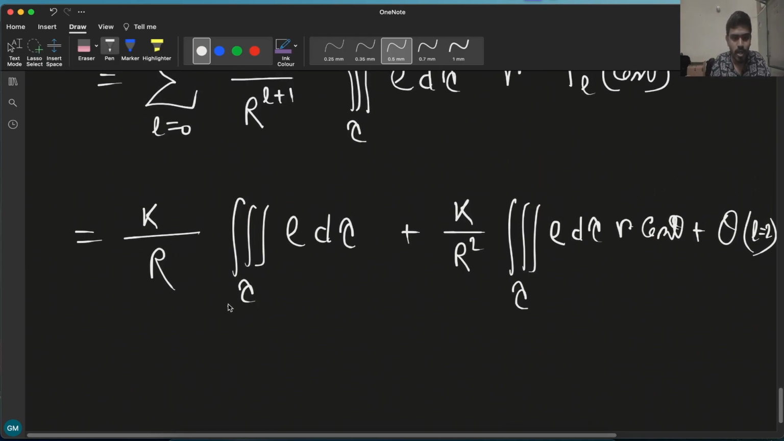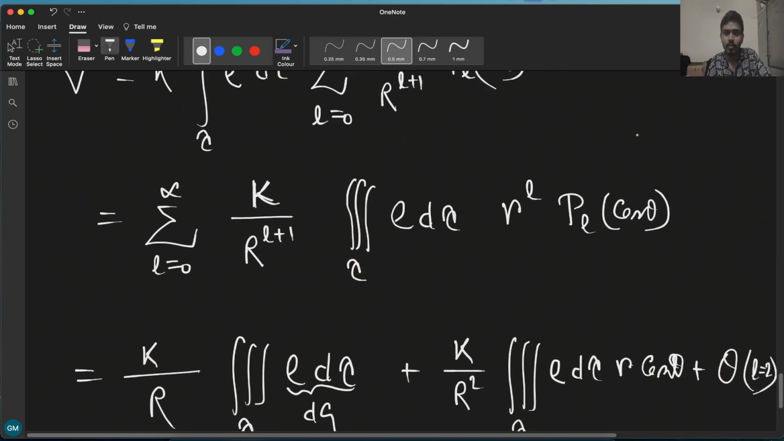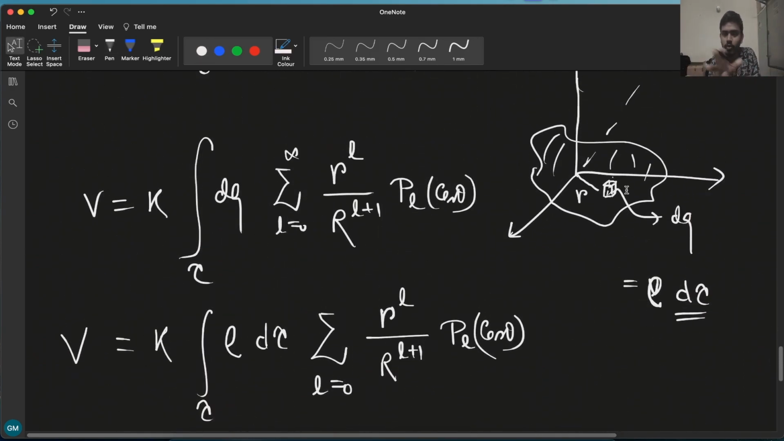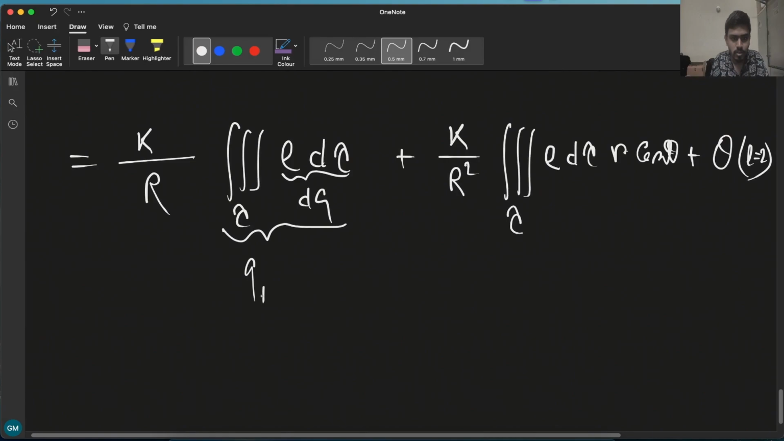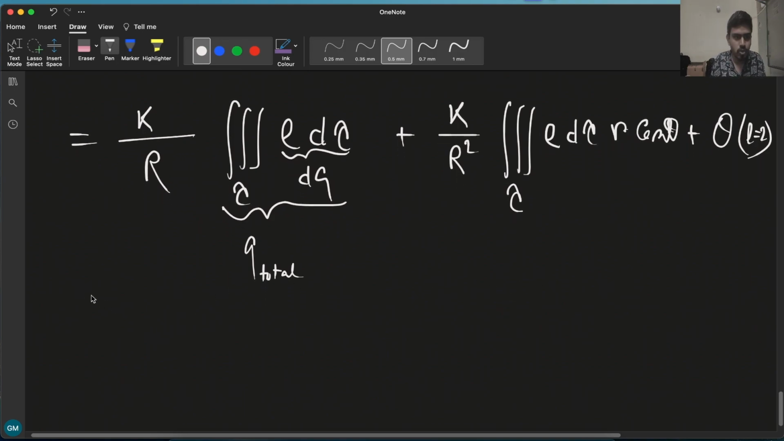Now if you look at this, what is this? Rho d tau is the dq, the infinitesimal charge. And if I integrate it over the volume, that means if I sum all the dq's over the volume, what do we get? We get the total charge, right? This is basically the total source charge. So the first term is basically k by R times q total.